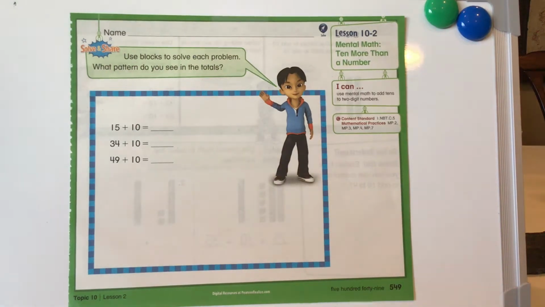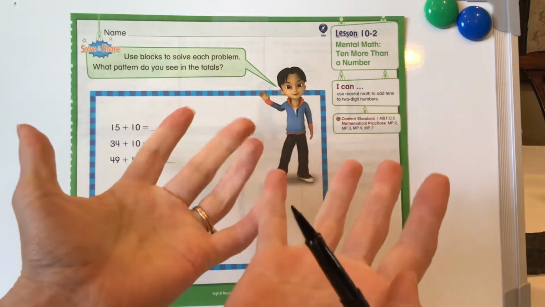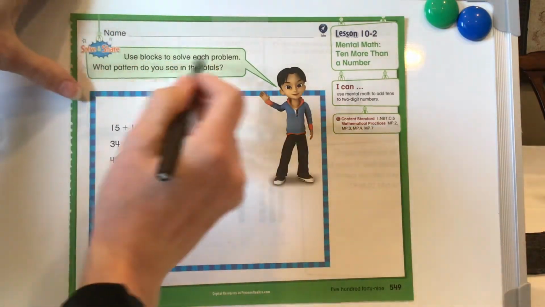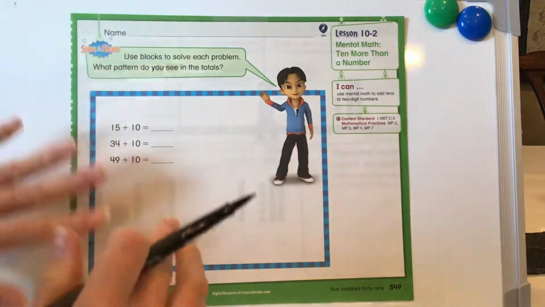Right, this is first grade math lesson 10-2, mental math. Mental means in your head. So this is us getting to be stronger with math by thinking in our head and not really using our fingers as much or drawing as many pictures. So we're going to try and think about it. So we're looking at what patterns we see.